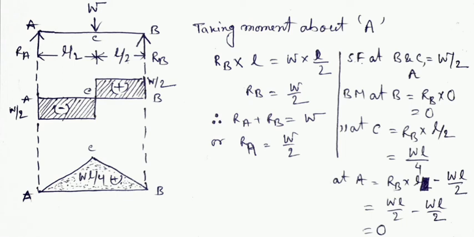Next we come to point A. The bending moment equals the reaction force into perpendicular distance, RB into L, minus the downward load W into L by 2. So the value is 0 at point A, it's proved. And previously we discussed that for a point load, the first diagram will be two rectangles, one positive and one negative, and the bending moment diagram will form a triangle which is positive.